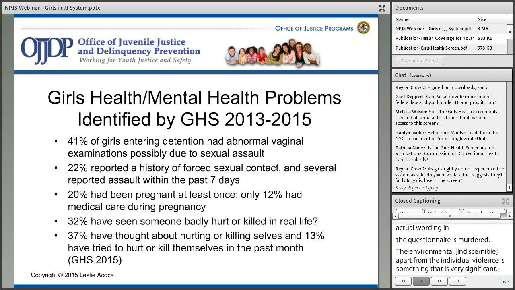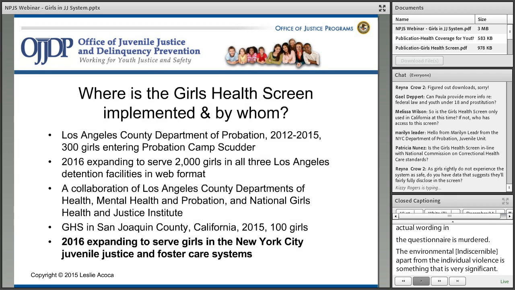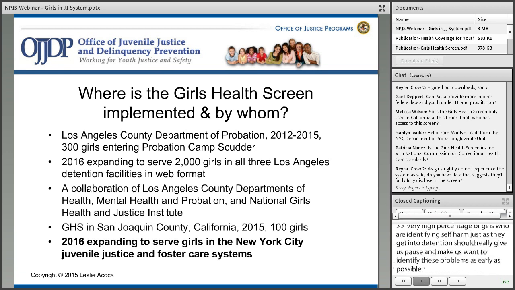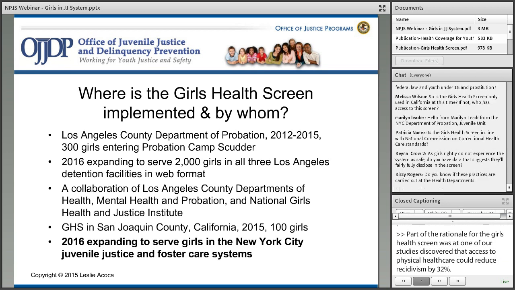Part of the rationale for the Girls' Health Screen was that one of our studies discovered that access to physical health care could reduce recidivism by 72%. Why the health pathway to justice hasn't been included in national discussions or even current coalitions to advance the well-being of girls is somewhat mysterious to me. So we've just proceeded with the work, and this is where we're doing it.